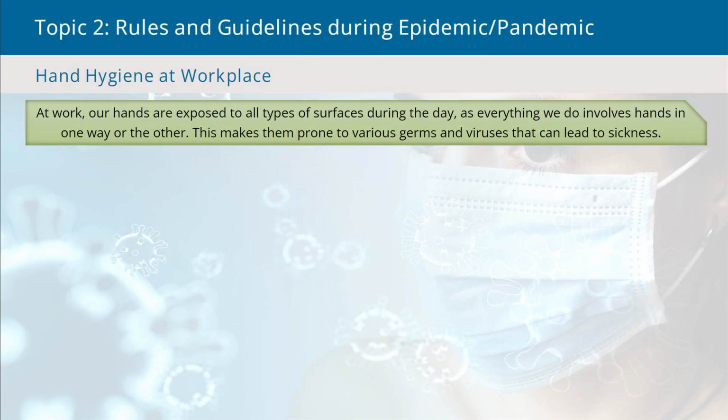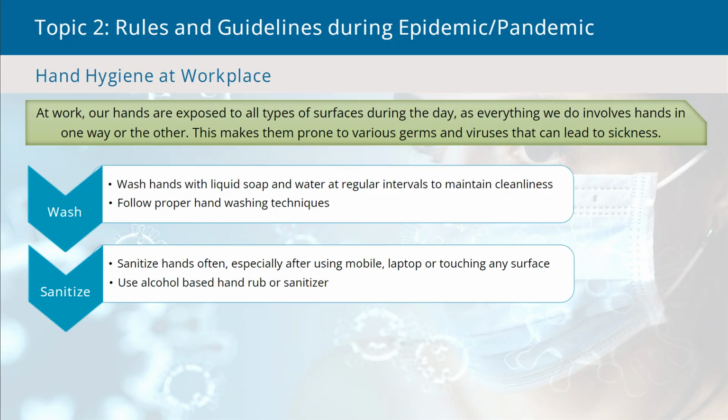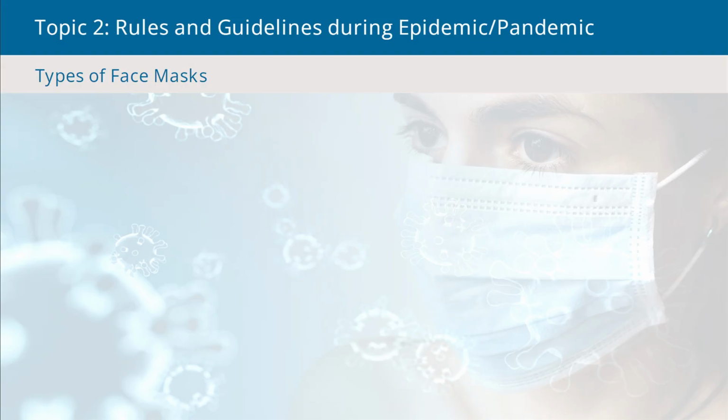At work, our hands are exposed to all types of surfaces during the day, as everything we do involves hands in one way or the other. This makes them prone to various germs and viruses that can lead to sickness. Some key highlights of maintaining hand hygiene at workplace are: wash hands with liquid soap and water at regular intervals to maintain cleanliness. Follow proper hand washing techniques. Sanitize hands often, especially after using mobile, laptop, or touching any surface. Use alcohol-based hand rub or sanitizer. Avoid touching eyes, nose, ears, or face unnecessarily. Avoid shaking hands. Let us now learn about the types of face masks.